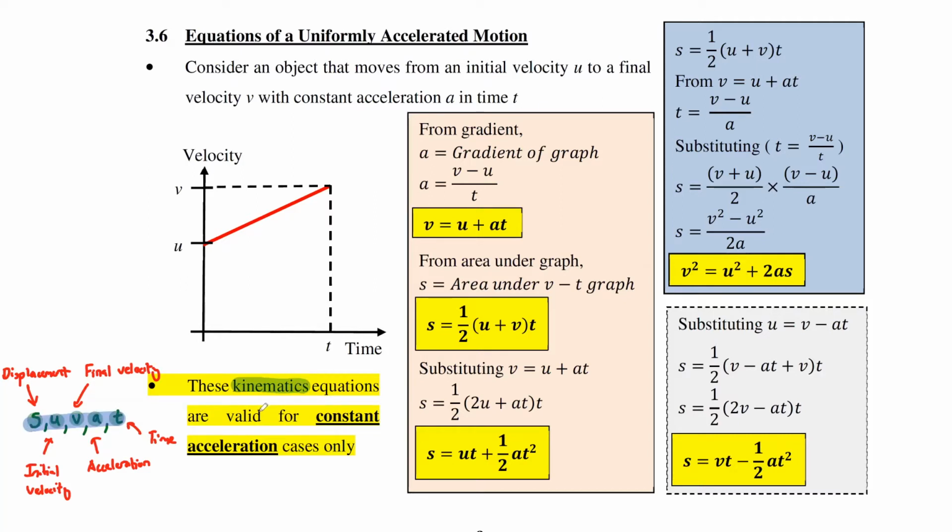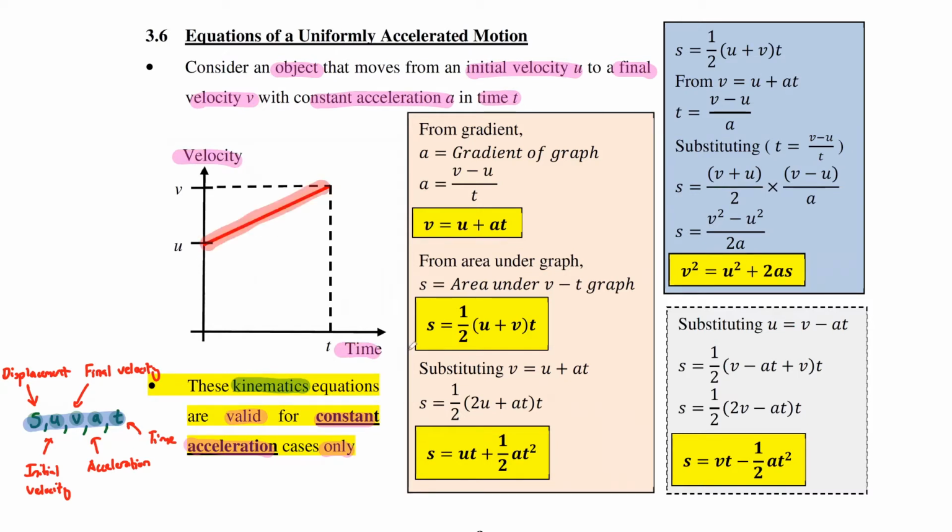The kinematics equations are valid for constant acceleration cases only. As you will see later on, this is how the equations are derived for an object that moves under constant acceleration. Consider an object that moves from an initial velocity u to a final velocity v with constant acceleration a in a time of t. This is the velocity-time graph for that motion.